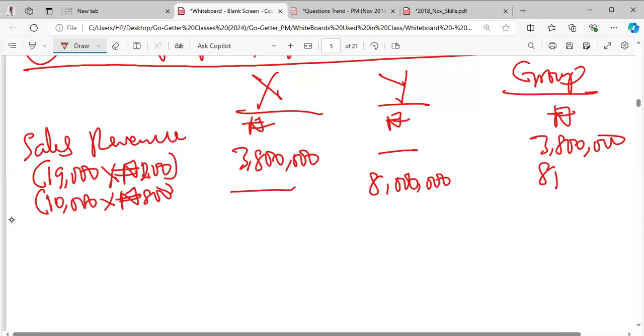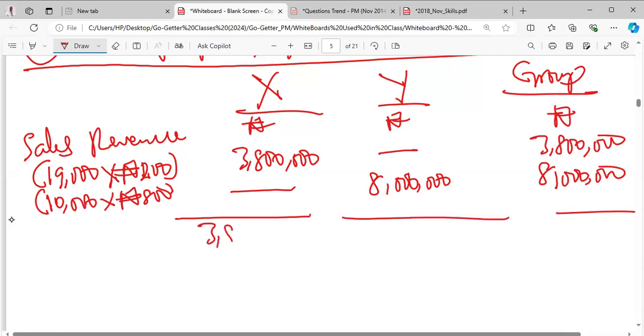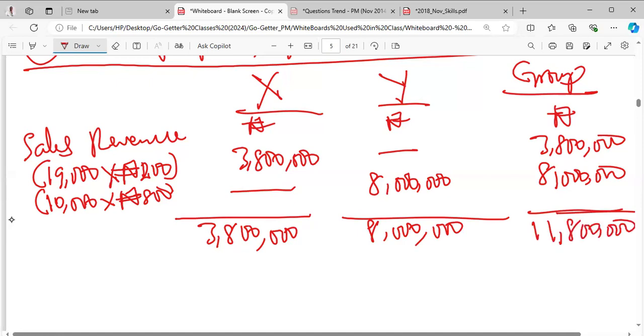Let's add them up. This will give me 3,800,000. This will give me 8 million. This will give me 11,800,000. So that's your sales revenue.